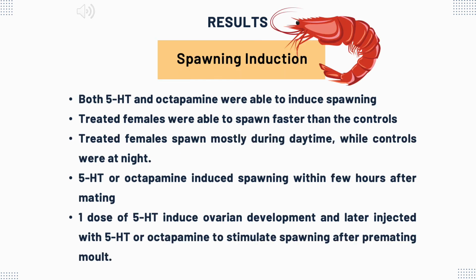The study on spawning induction highlighted that both serotonin and octopamine were able to induce spawning. Treated females were able to spawn faster than the controls, and treated females also spawned mostly during daytime while controls spawned at night. Serotonin or octopamine can induce spawning within a few hours after mating. One dose of serotonin can induce ovarian development, and later injection of another serotonin or octopamine can stimulate spawning after pre-mating molt.